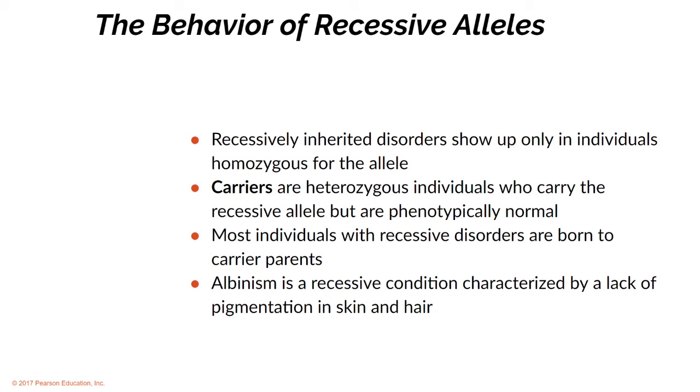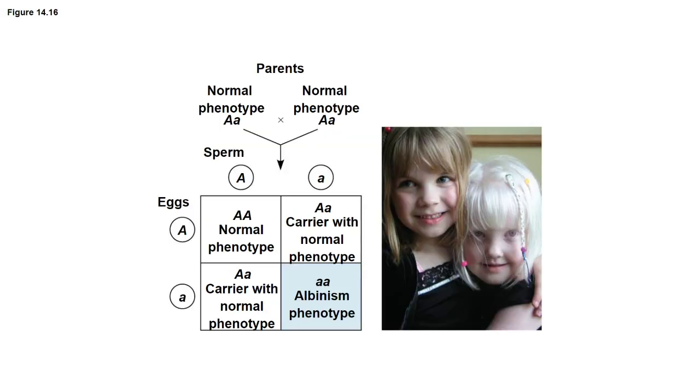And most of the times what you will have is a carrier parent or two carrier parents coming together, and that is when you see the recessive disease being expressed. So albinism is a perfect example of this. In albinism, we have a lack of pigmentation in skin and hair. We see there are many other effects of the gene as well, but those are the most visibly apparent.